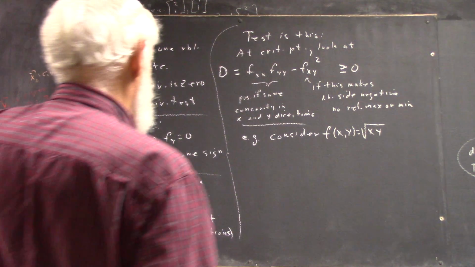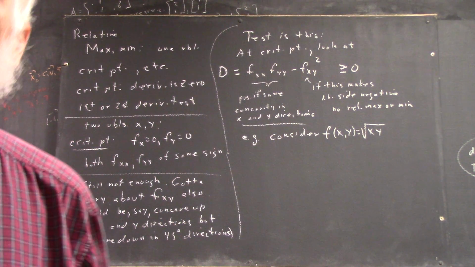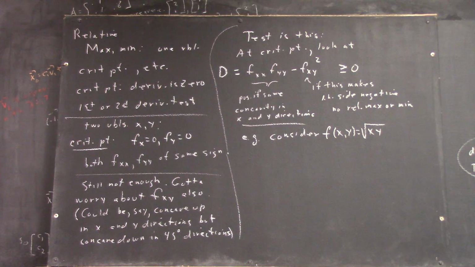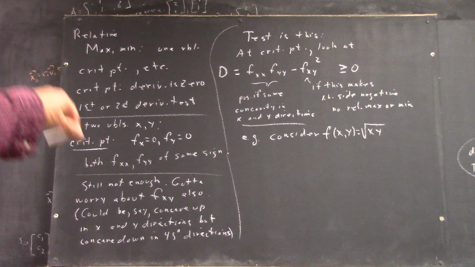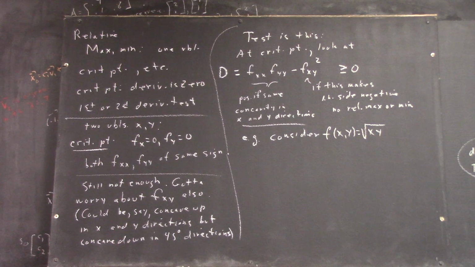Okay? So, we want to consider this. So, go ahead and apply the test. Now, first of all, find your critical points. Where are your x and y derivatives 0? Is there a point where they're both 0? And that's relatively straightforward, okay?